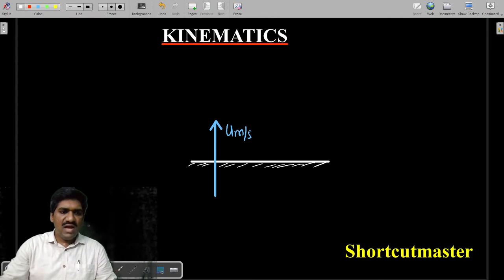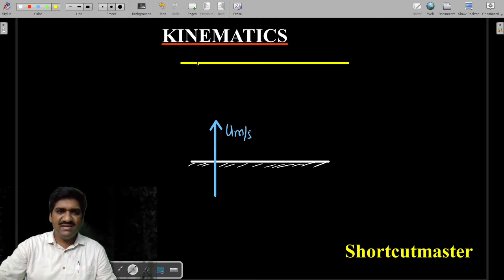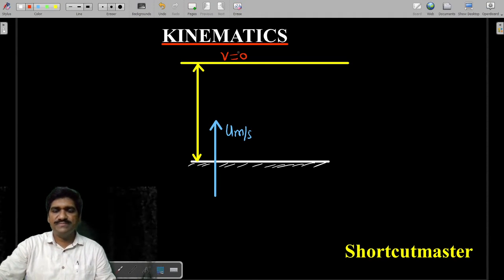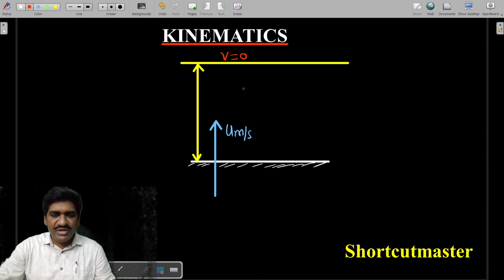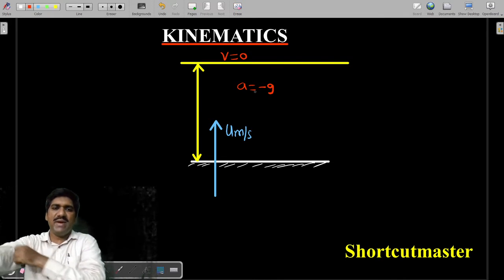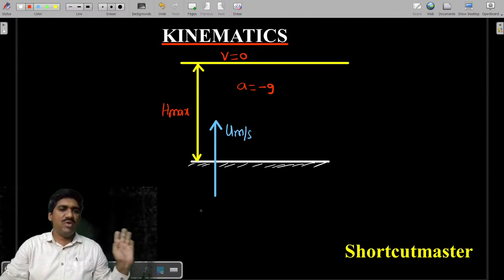And you know very well, after reaching the maximum height, definitely the final velocity will be equal to 0. V is equal to 0. Since you are projecting the body in the vertically upward direction, the body is said to be retarding, and we have to substitute a equal to minus g. Now, I want to calculate the maximum height reached by the body.